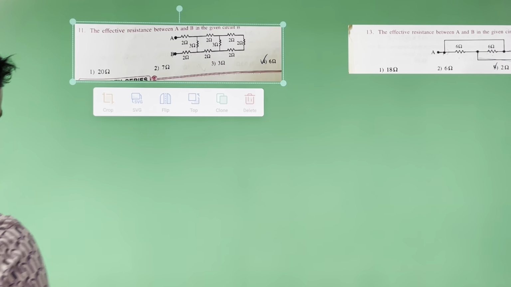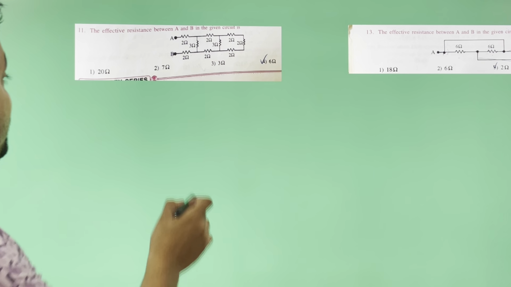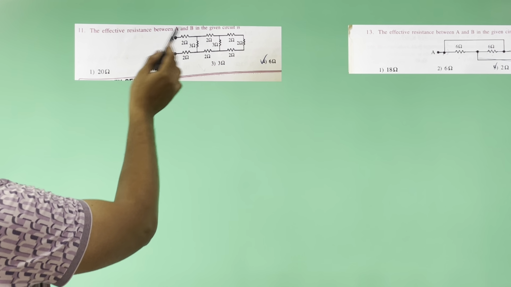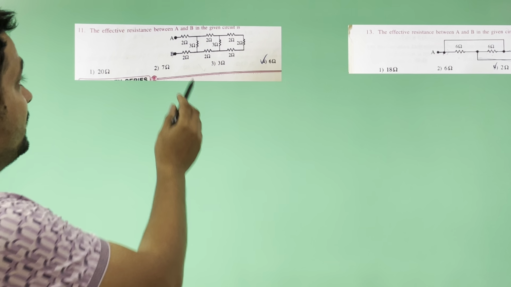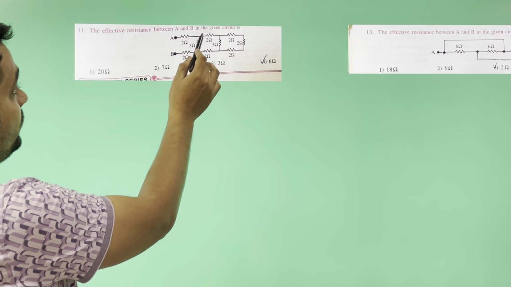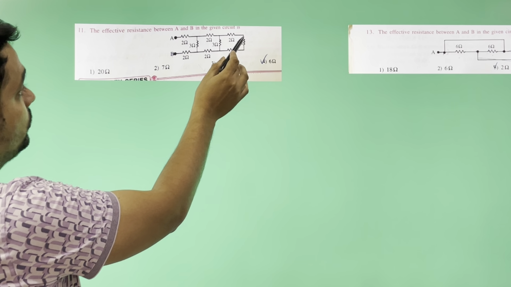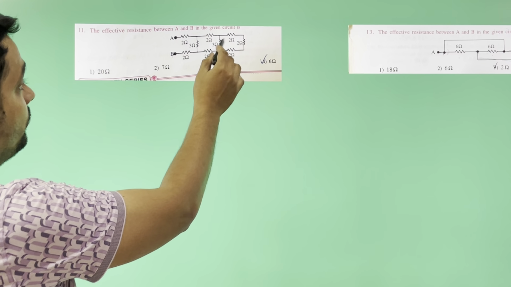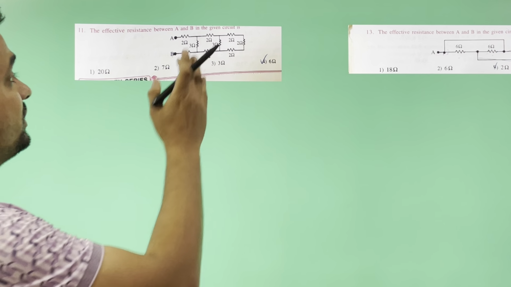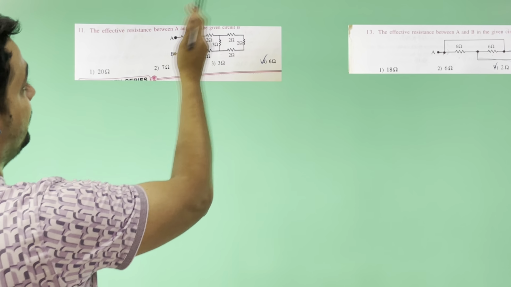Next problem. Here we have to find the effective resistance between A and B. What do we do in this type of problem? See, this pattern is repeating: 2, 3, 2, then 2, 3, 2, then 2, 2, 2. Whenever this type of problem is there, we should start from the last. So we start from the last.